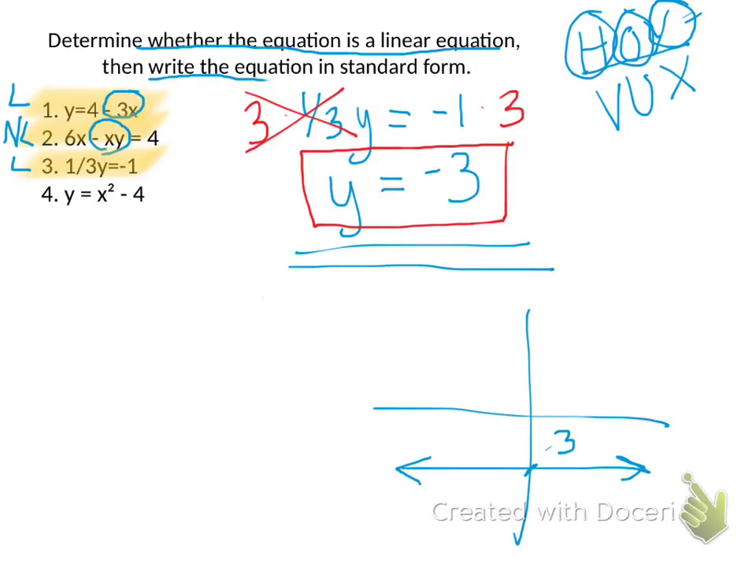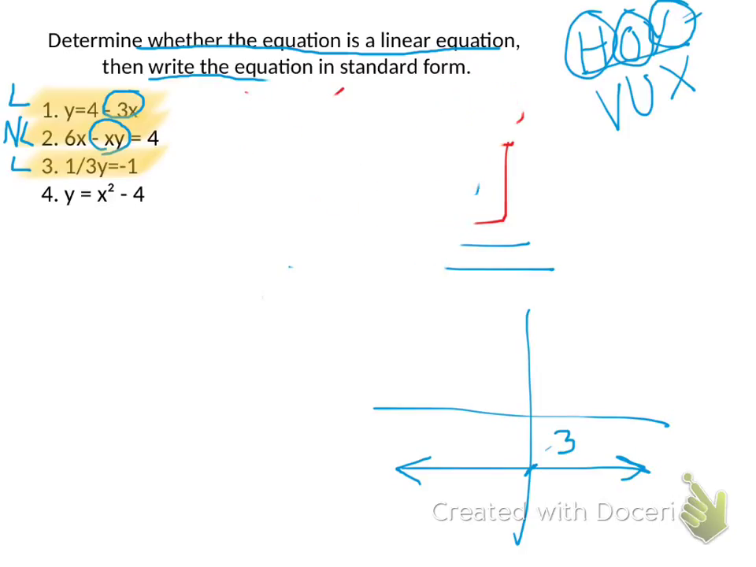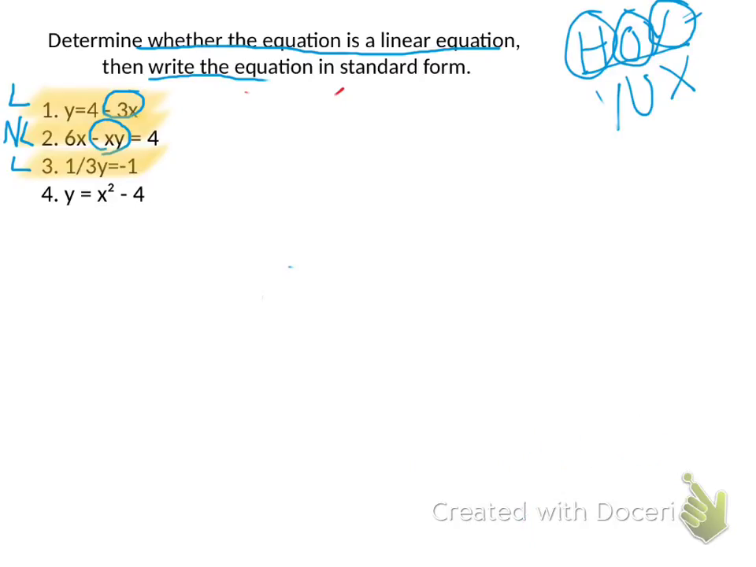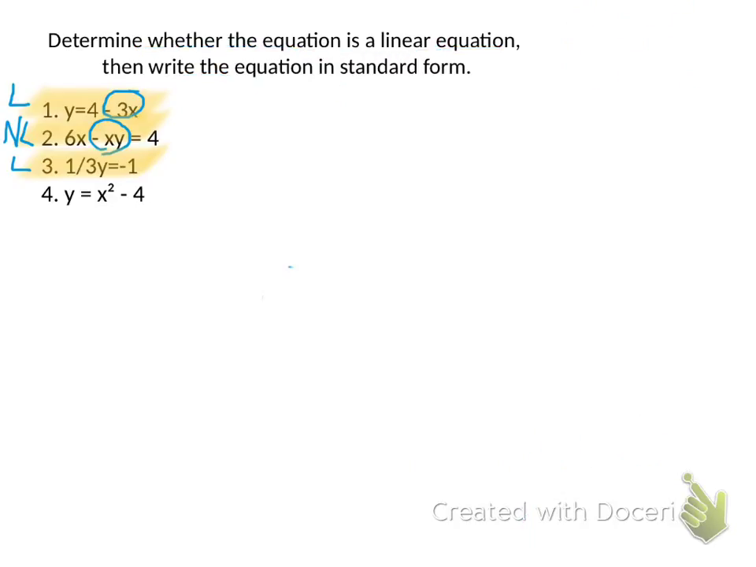Alright, let's go ahead and try number 4 then. We've got y equals x squared minus 4. What do you think about that one? Linear or not linear? Well, because it says x squared, we're going to go with not linear. Linear equations cannot have exponents. That would make it a different kind of graph. Alright, let's go on to another problem.